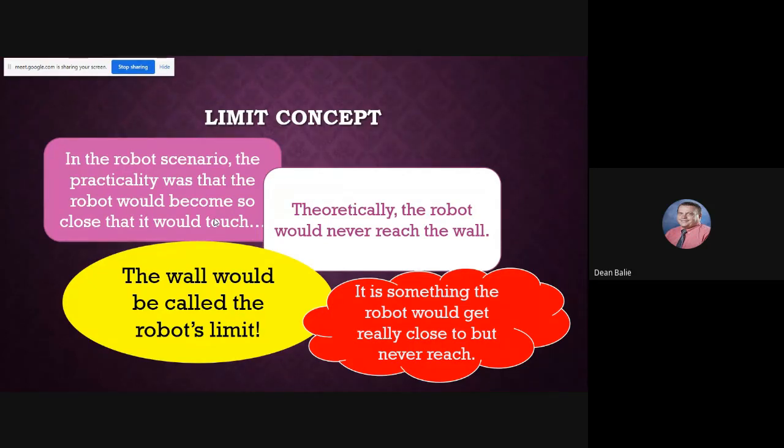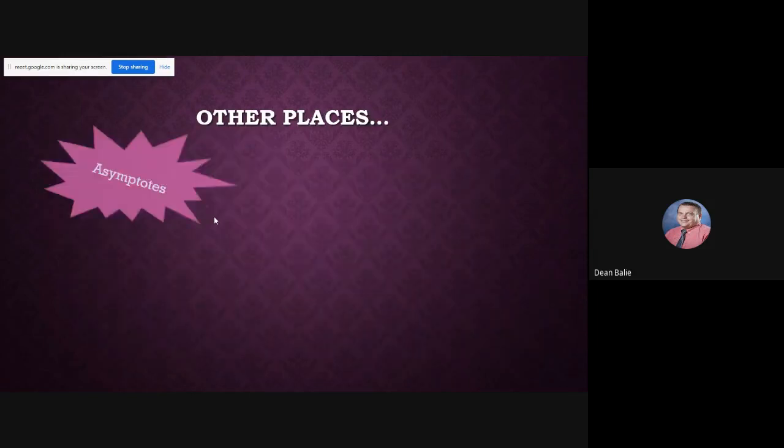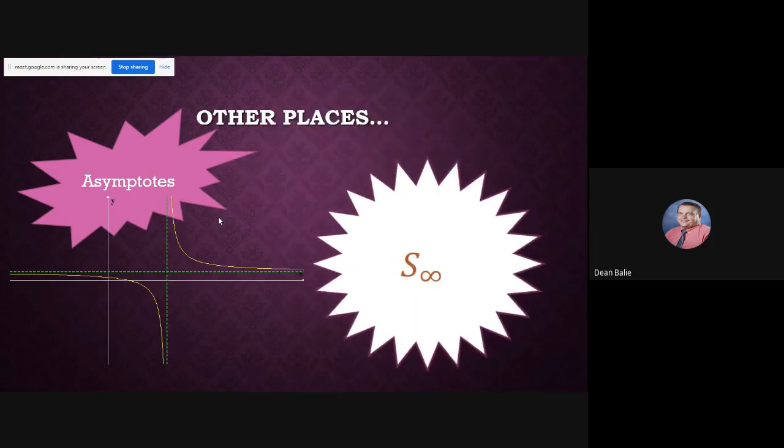It might come as no surprise that we've dealt with this in other places in maths before. Think about asymptotes. If I've got the hyperbola there, my green lines are asymptotes. The definition of an asymptote is a line that the graph gets closer and closer to, but will never reach. With the hyperbola 1 over x, the bigger x gets, the smaller 1 over x gets, but it'll never be zero. It was that concept that we recently used to work out the sum to infinity.